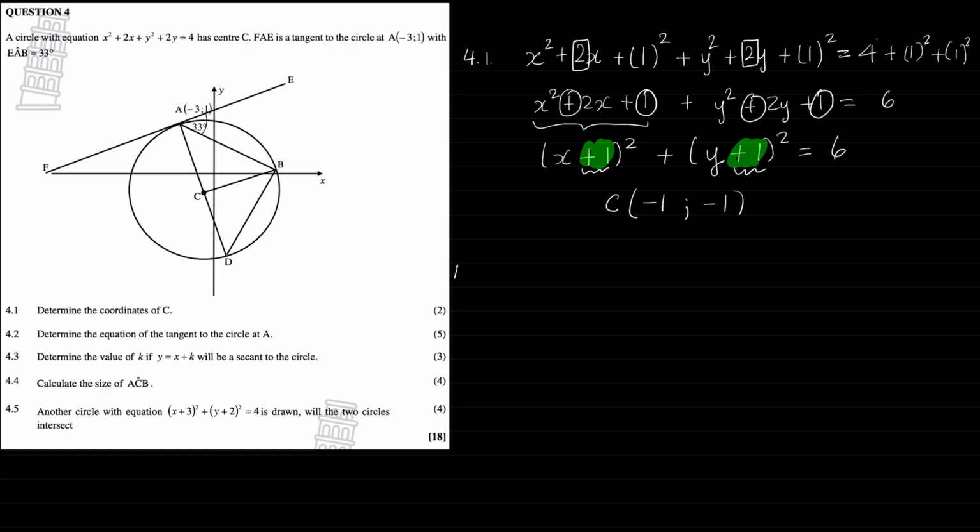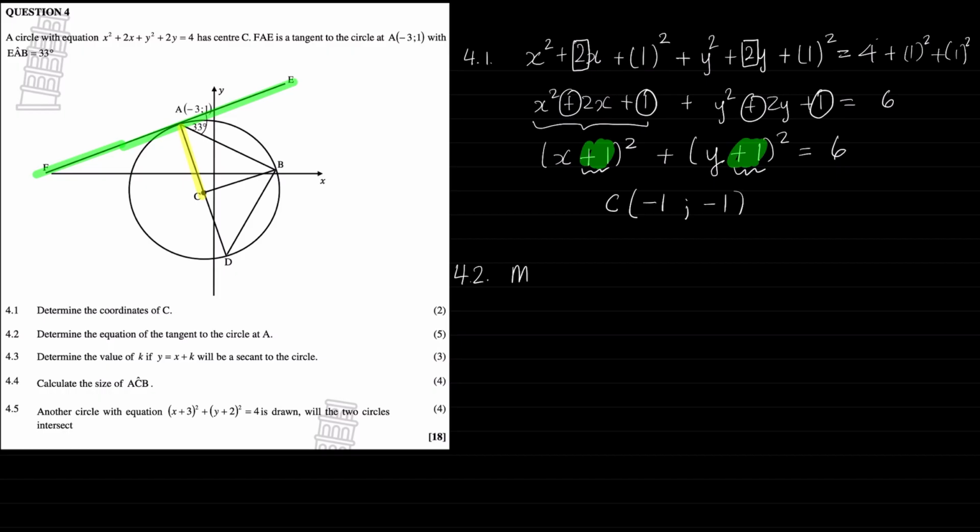Then question 4.2. Determine the equation of the tangent to the circle at A. So they want the equation of this line. Now what we do know is that since it is a tangent, the gradient of that green line multiplied by the gradient of this yellow line will equal minus 1. So first we need to work out the gradient of the yellow line.